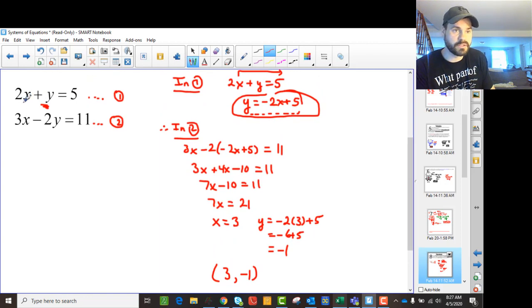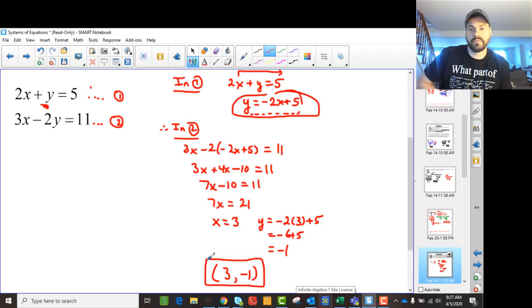Now you can quickly check that. Just go back here. 2 times 3 is 6, minus 1 is 5. Yes, it works. 3 times 3 is 9. 9 plus 2, because minus 2 times minus 1 is 2, is equal to 11. So I'm confident then that that is the right answer because it works in both equations.